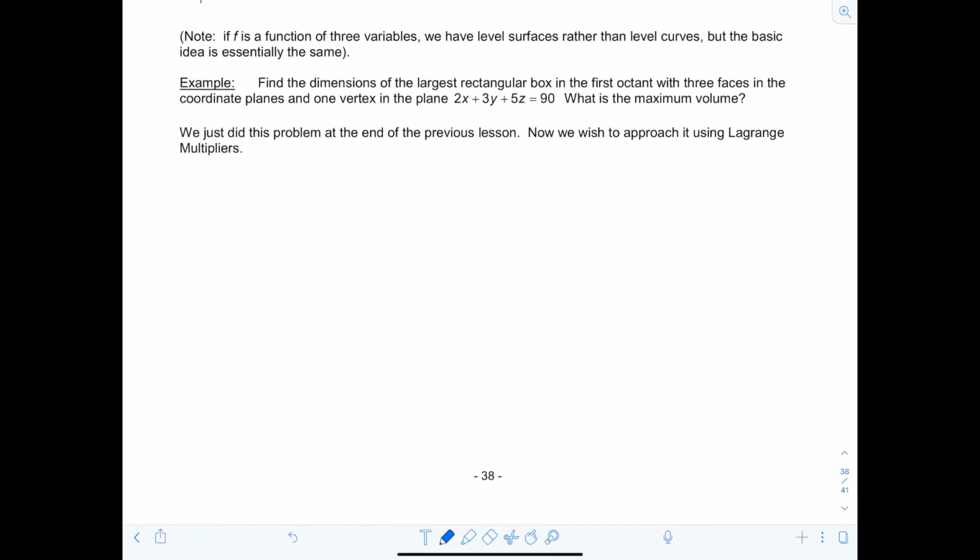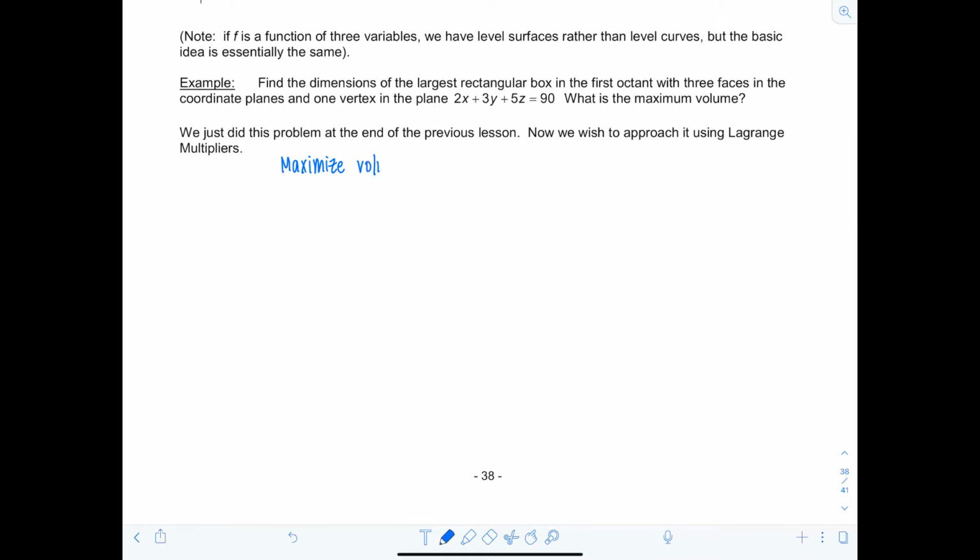So the example is as follows. Find the dimensions of the largest rectangular box in the first octant with 3 faces in the coordinate planes and 1 vertex in the plane 2x plus 3y plus 5z equals 90. And what is the maximum volume? Okay, so in this case, we want to maximize volume.